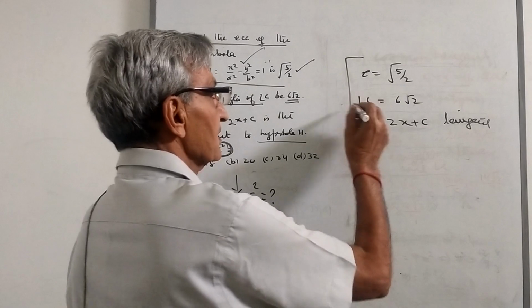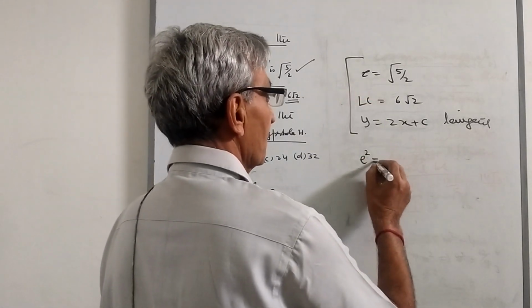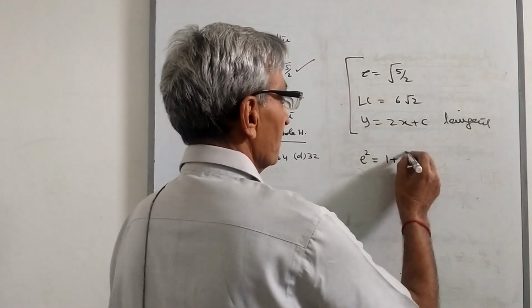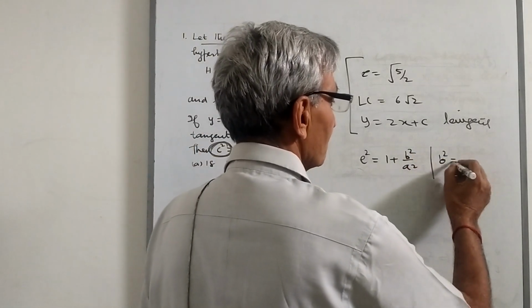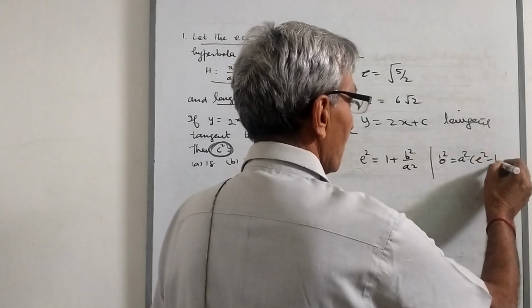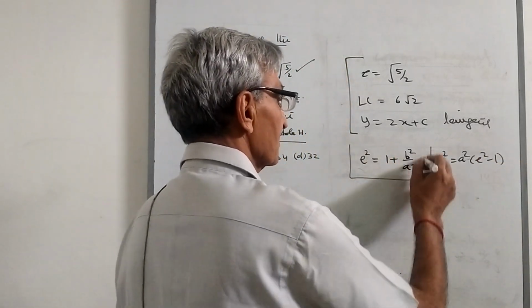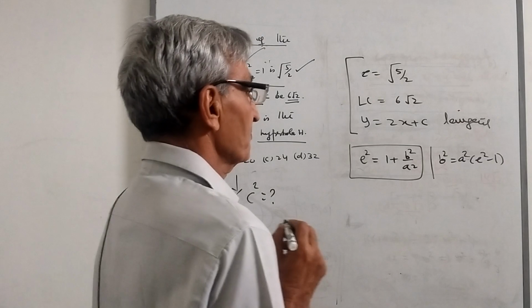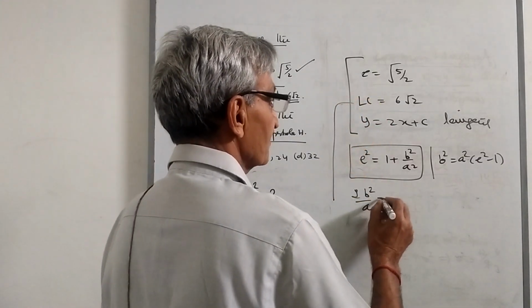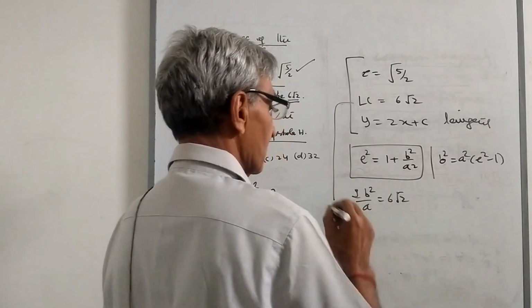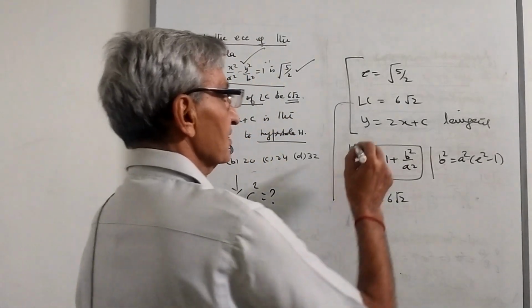First of all, I must tell what the eccentricity of the hyperbola is. We have b square equal to a square into e square minus 1, and we get the answer here. So this is one part. The latus rectum is 2b square upon a, equal to 6 under root 2. This is the second one.